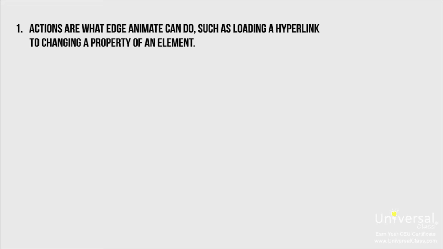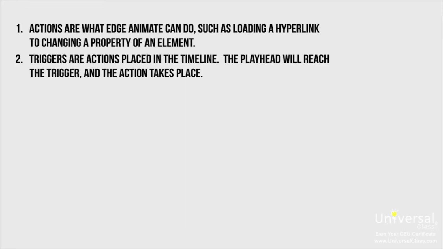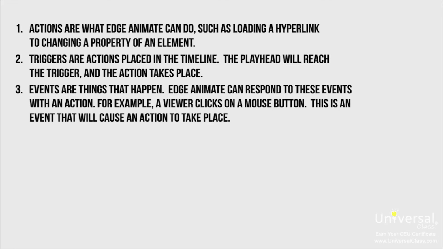Earlier in this lesson, we named the 3 ways that JavaScript is incorporated into your composition. Let's review those 3 ways again. Actions are what Edge Animate can do, such as loading a hyperlink to changing a property of an element. Triggers are actions placed in the timeline. The playhead will reach the trigger and the action takes place. Events are things that happen. Typically, events are performed by viewers. Edge Animate can respond to these events with an action.